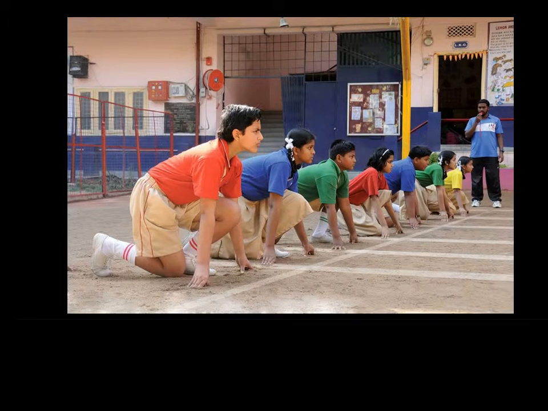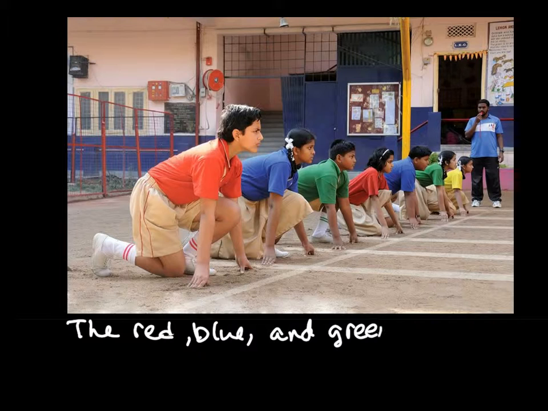Okay, so take a look at this picture. We need to write a sentence for this picture that shows that there's lots of people doing the same thing. So, I'm going to write a sentence. I'm going to write the red team, or the red, blue, and green teams ran a race.